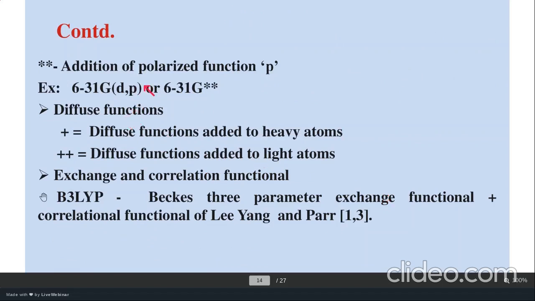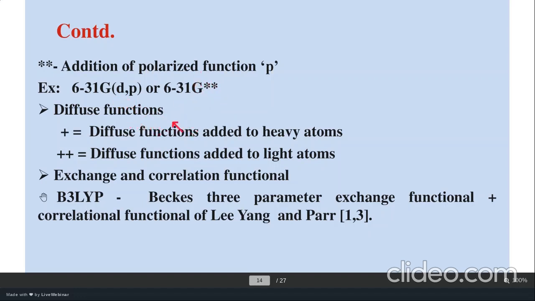The addition of the polarized function p. Here the p function is added to our Gaussian type orbitals. It shows 6-31G(d,p). Here this means the orbital is modeled by a contraction of 6 primitive GTOs, and here the addition of the p function is used.